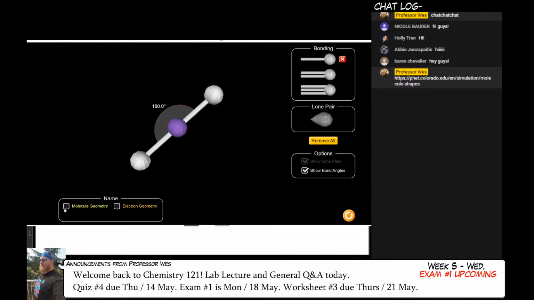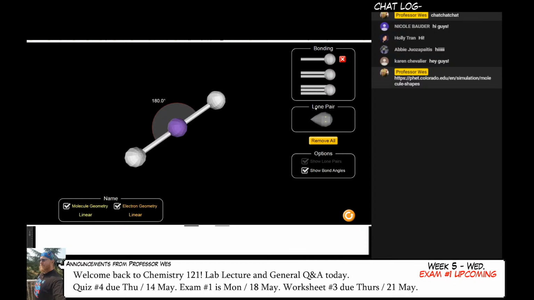Down here at the bottom, we have molecular geometry, written as molecule geometry, and then we have VSEPR geometry, which is written as electron geometry. Since there are 2 electron groups around this purple central atom, 1 here and 1 here, I would expect this to be linear. And because none of them are electron pairs, we would expect its molecular geometry to be linear also.